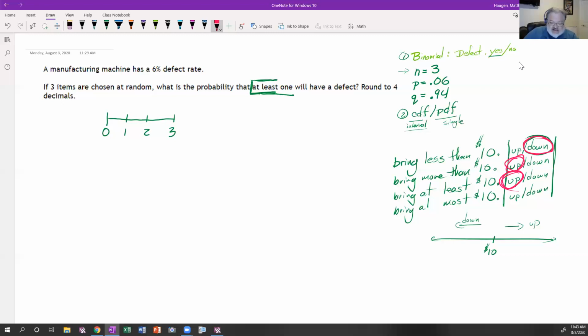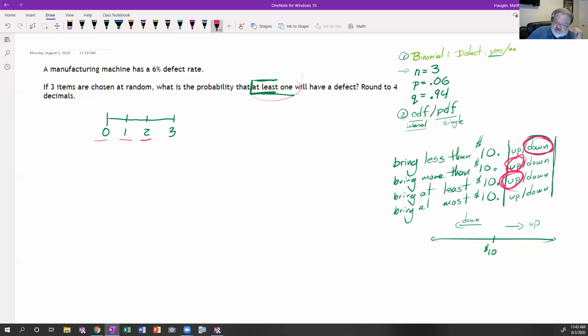So here again, at least one. Well, what qualifies? If it goes bad once, then that's at least one. If it goes bad twice, is 2 defective at least 1 defective? Yeah, it's going upward. 0 is the only way for that not to happen.